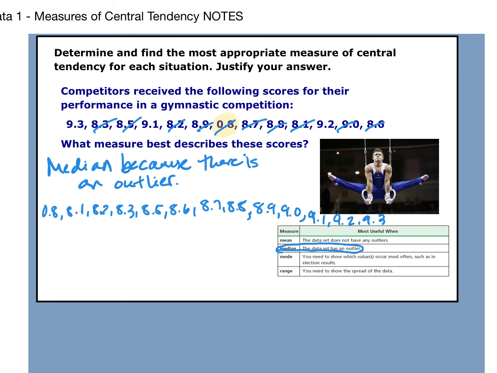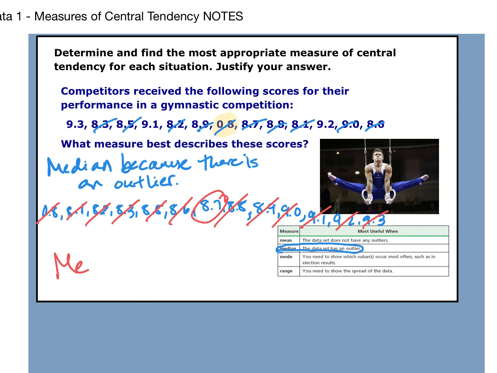Okay, so this time I am going to do the thing I said not to do, and I'm going to go low, high, but I'm going to make sure every time I cross them off in a pair. So I'm going to go low, high, done. Low, high, done. Low, high, done. And that leaves me with 8.7.